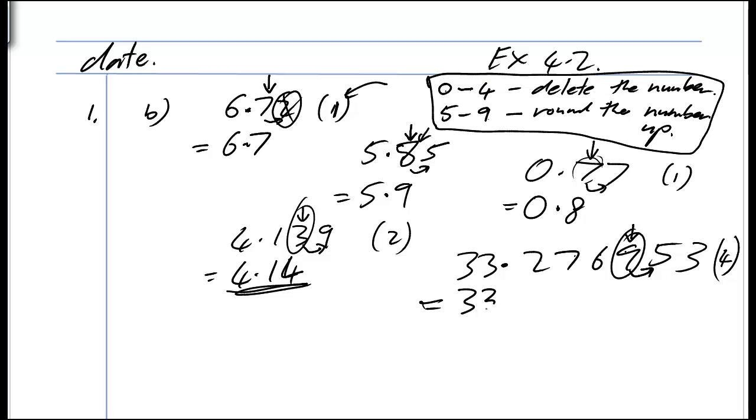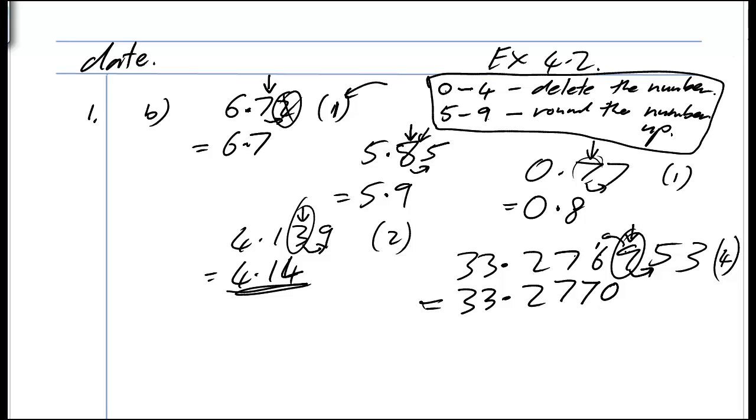So that'll be 33.27. Now this number, you've got to add 1 onto it. If you add 1 onto 9, you get 10. So you carry the 1 over to here. So that becomes 70 to 4 decimal places.